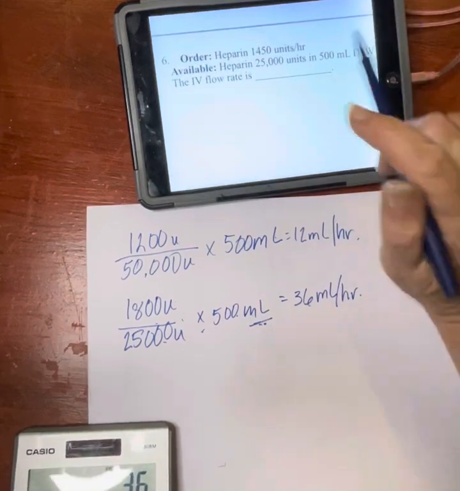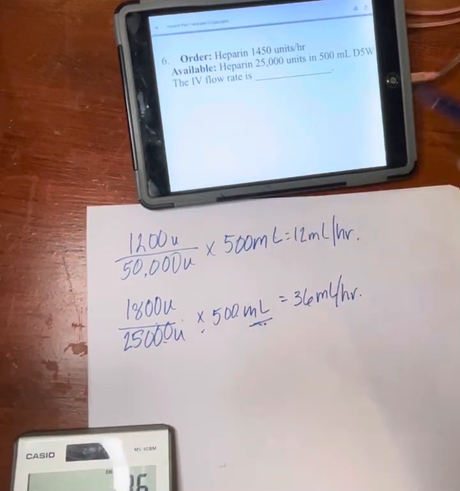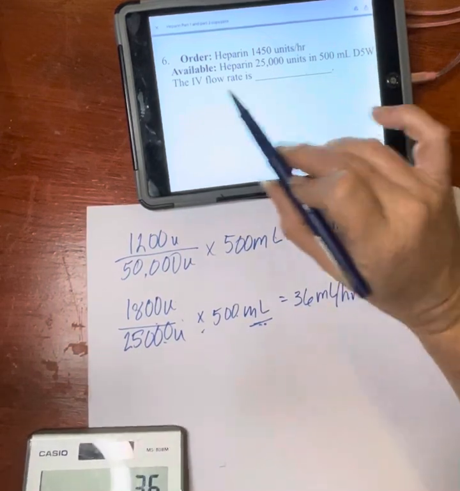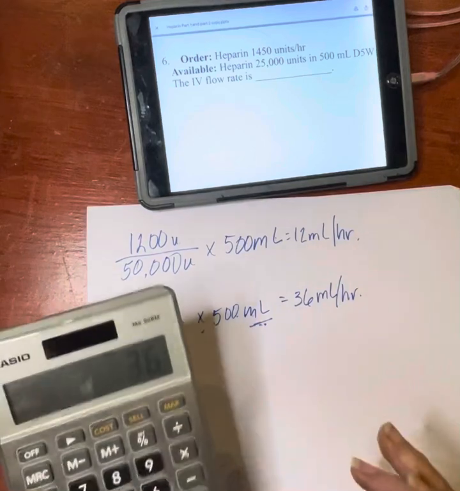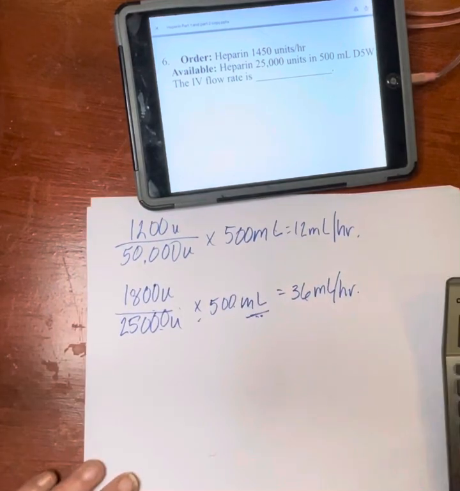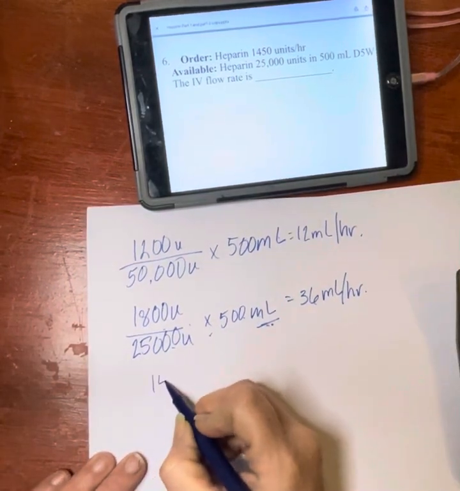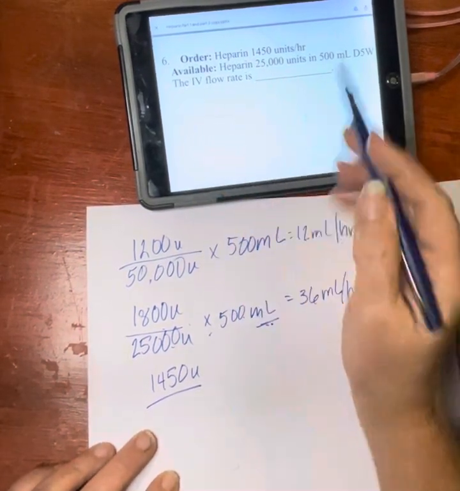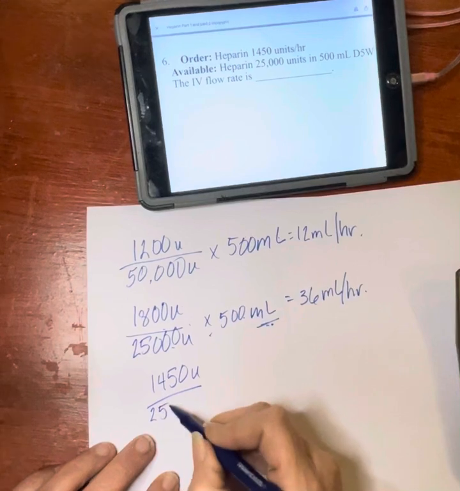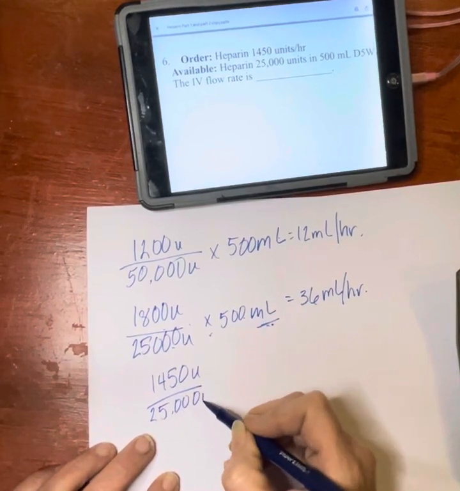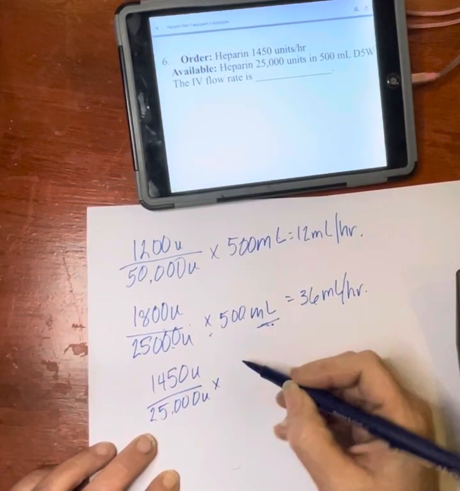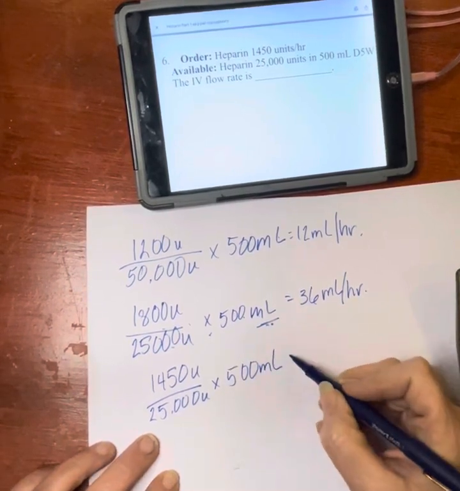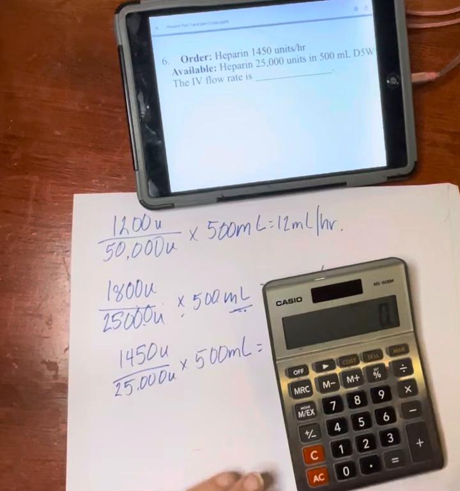Okay, here we go. This is the last problem, then I'm going to switch to a different kind. So hold on to your britches and watch it to the end. Okay, this is heparin 1,450. That's what he wants. 1,450 units. What we have is 25,000 of those units. We unit rich. Times 500 mLs. And then we're just going to do it.